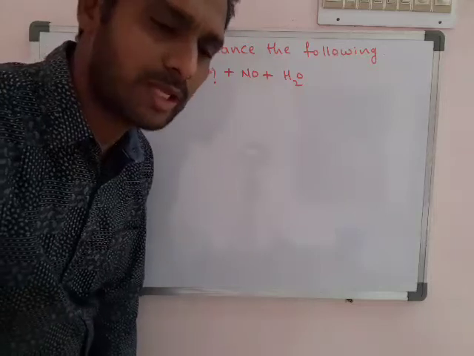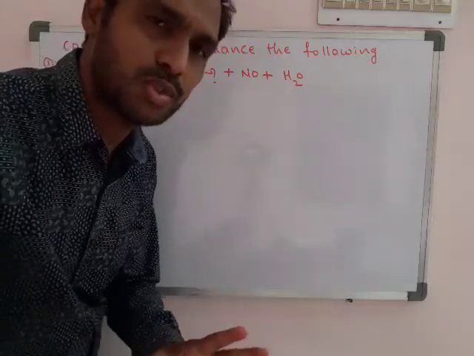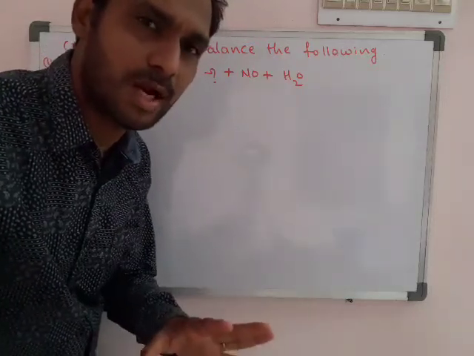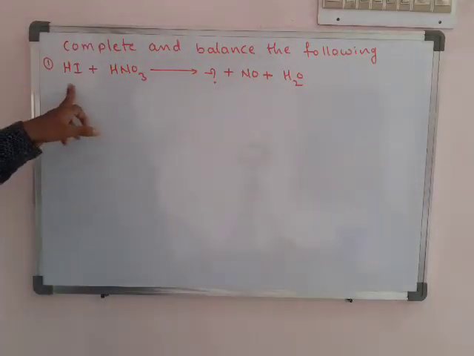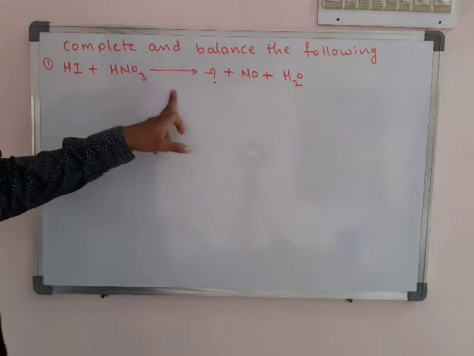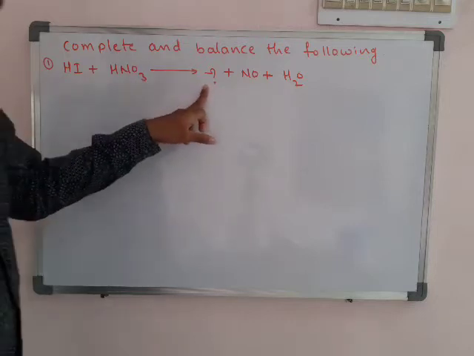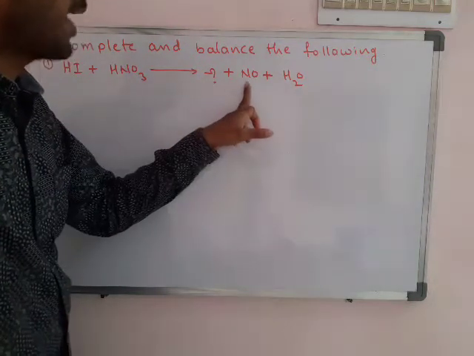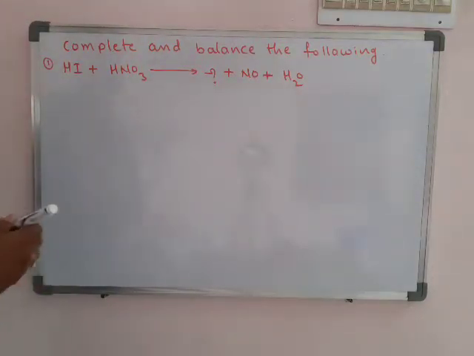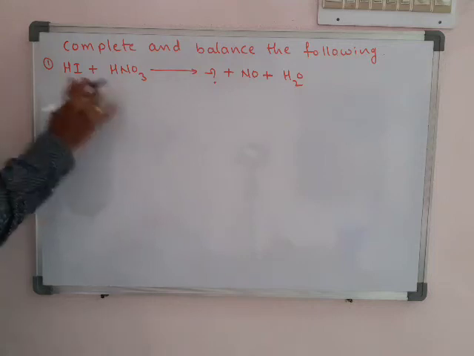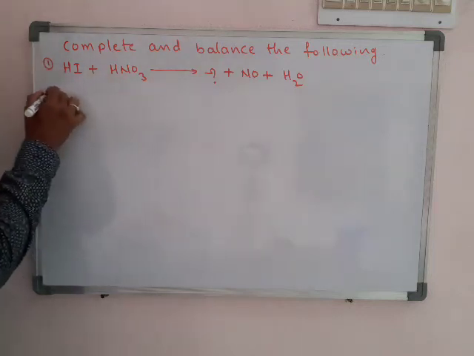So, hello students, today we see some more questions based on balancing redox reactions. See the question: hydrogen iodide plus nitric acid giving a question mark, we have to find this, nitric oxide and H2O. Already we know this is a redox reaction. So, first we see the changes.